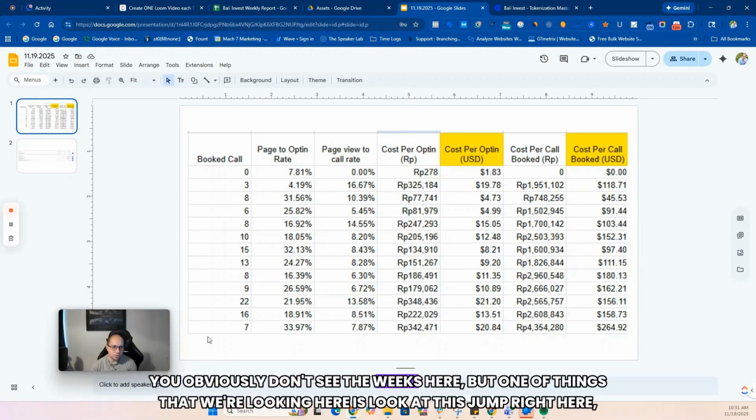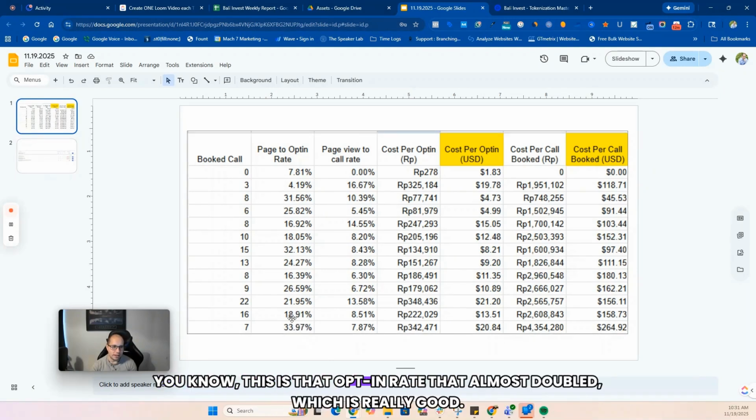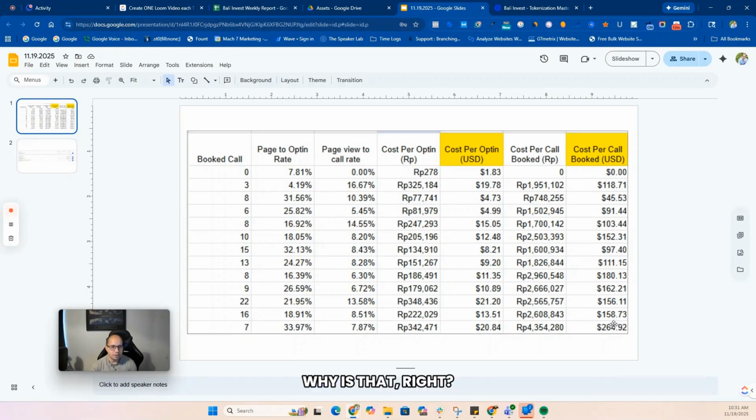You obviously don't see the weeks here, but look at this jump right here, this page to opt in rate. This is that opt in rate that almost doubled, which is really good. But when you come over here to this cost per call, look, the cost per call almost doubled. Why is that, right? So that's kind of what we get.